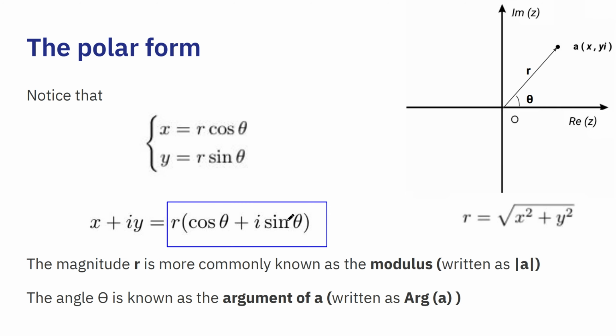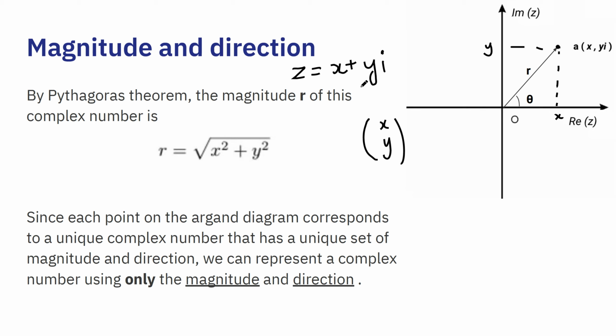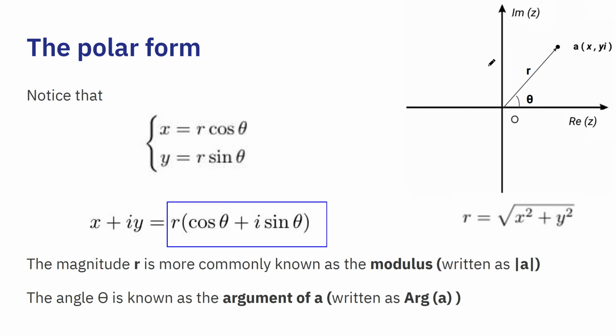Okay, so next, we want to talk about another form of representing complex numbers called the polar form. So earlier, this form of representing it as x plus yi, we actually call this the rectangular form. Okay, so there are a few other ways we can represent complex numbers. So the first way is what we call the polar form.